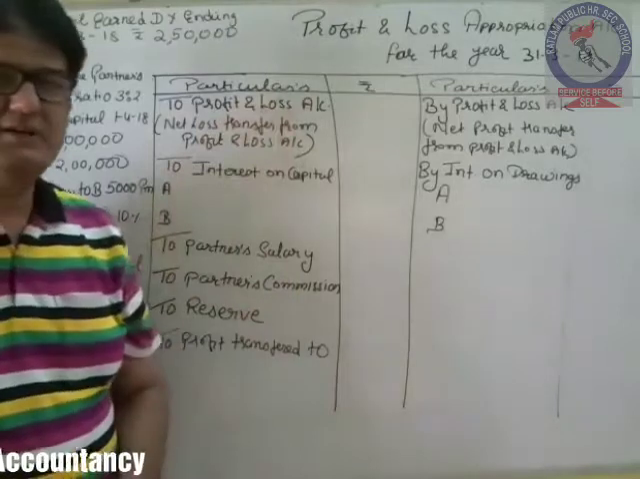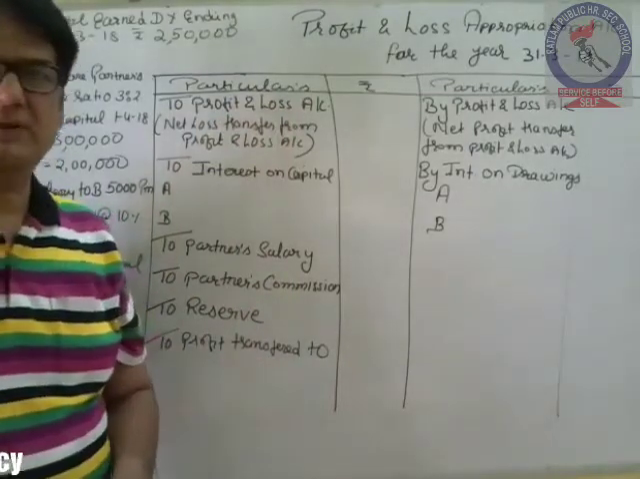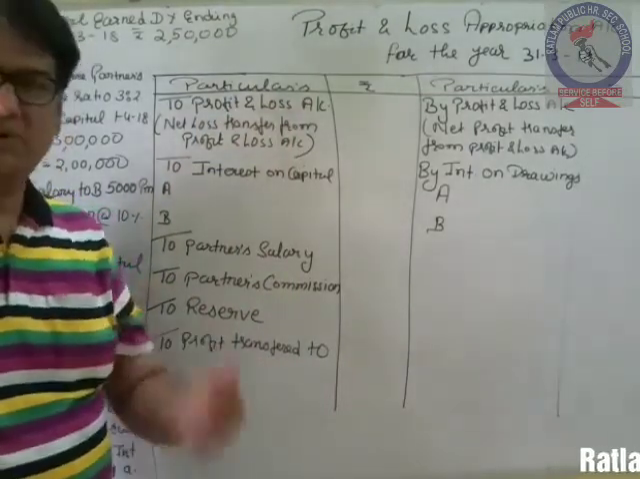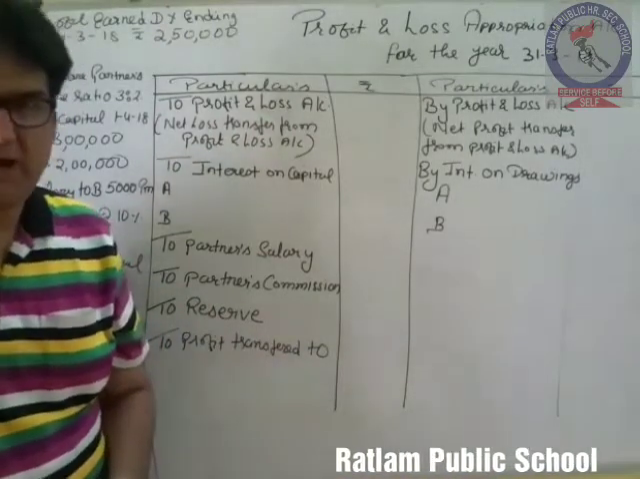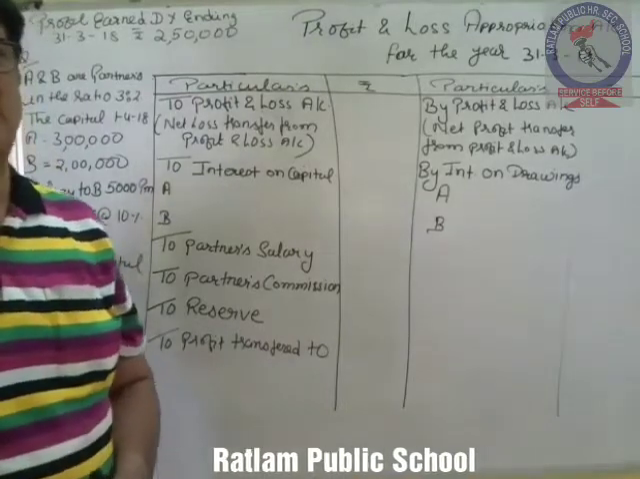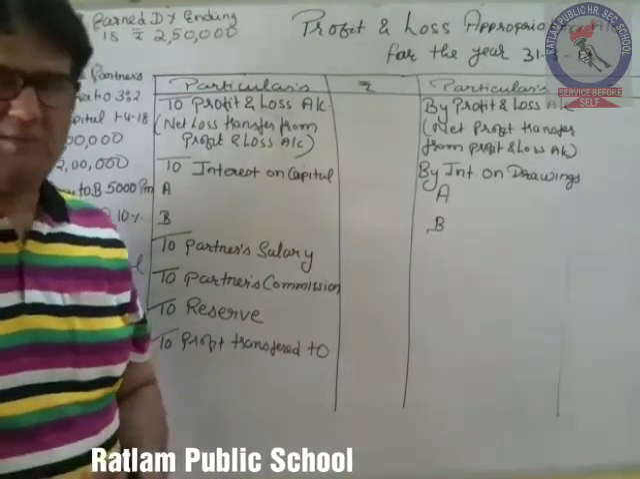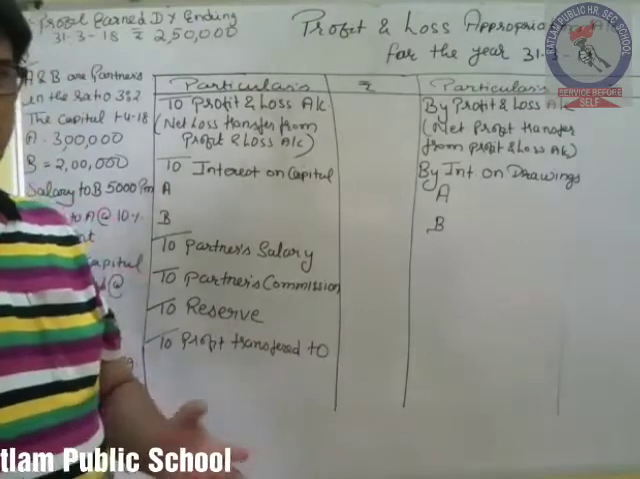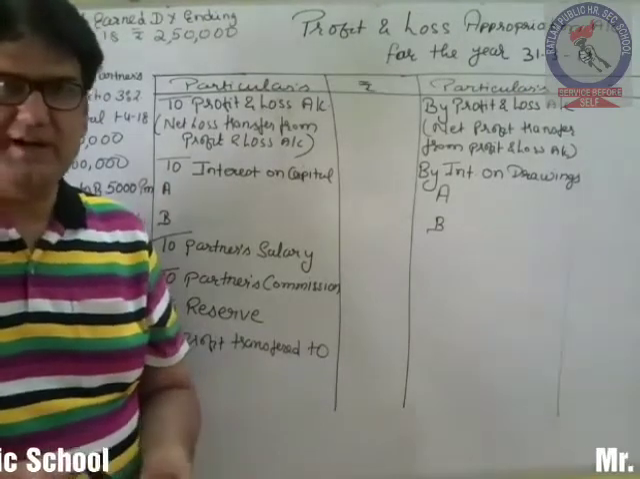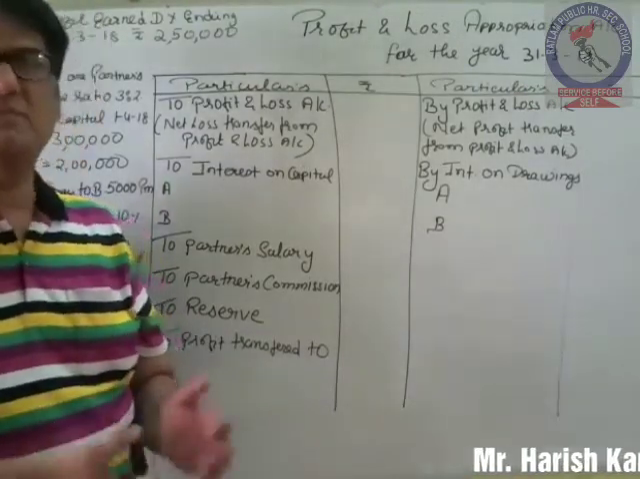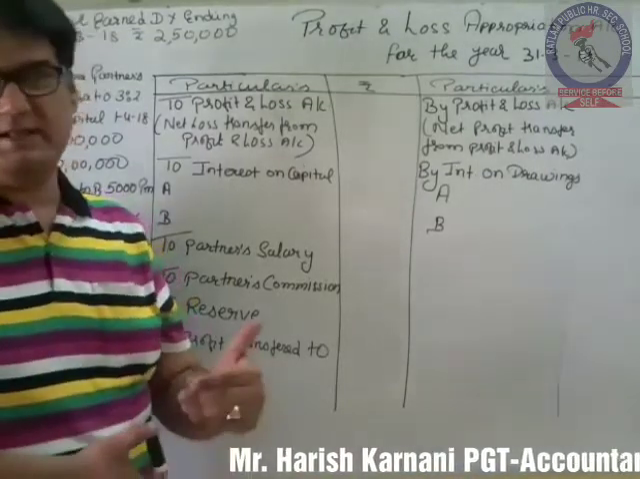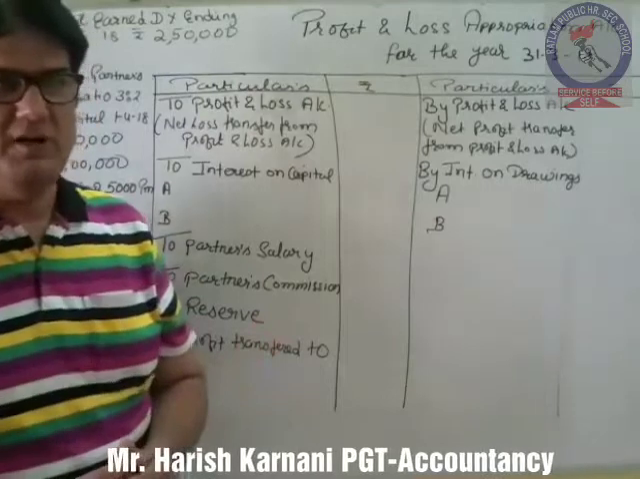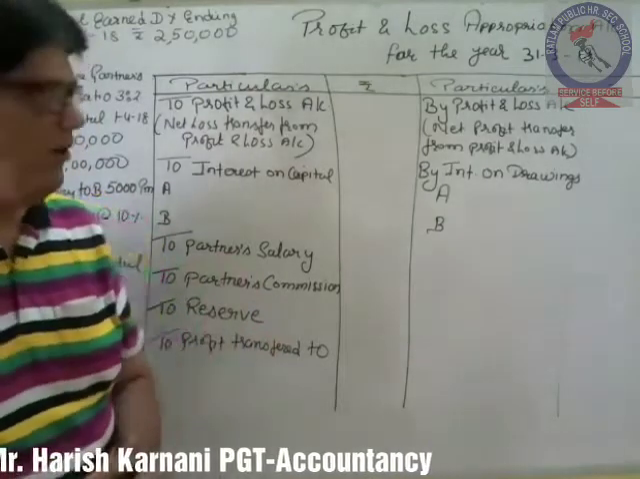First, we have to transfer the net profit or the net loss from the profit and loss account, which we have already prepared, because a partnership firm is also a profit making organization, so they are supposed to prepare their trading account, profit and loss account and balance sheet. So whatever profit or loss we have got in the profit and loss account, we have to transfer that amount.